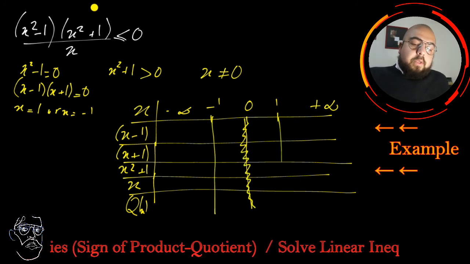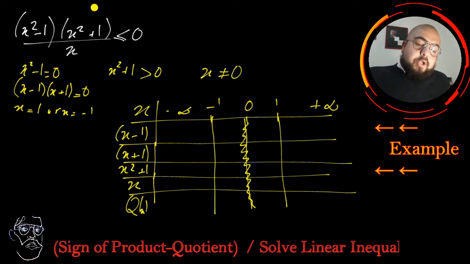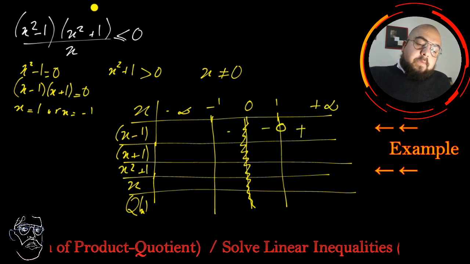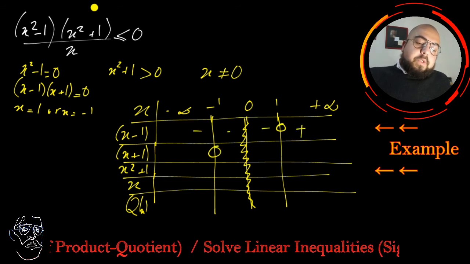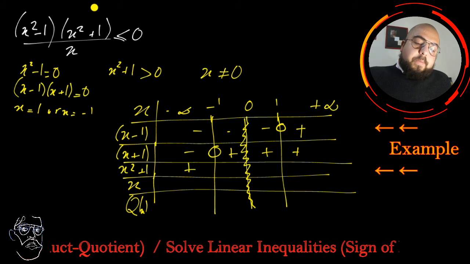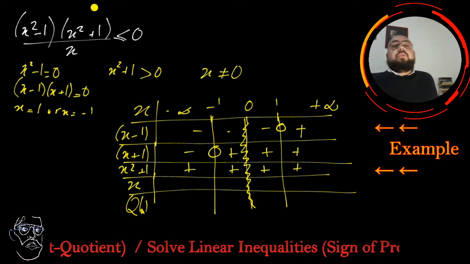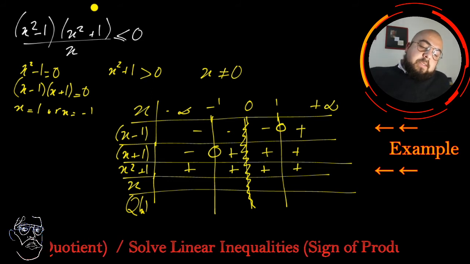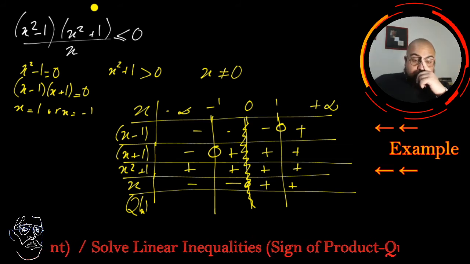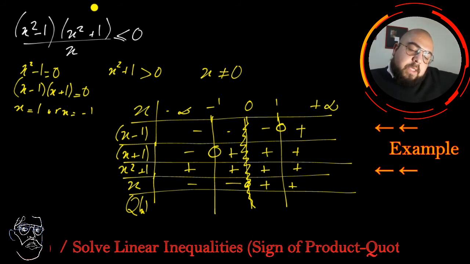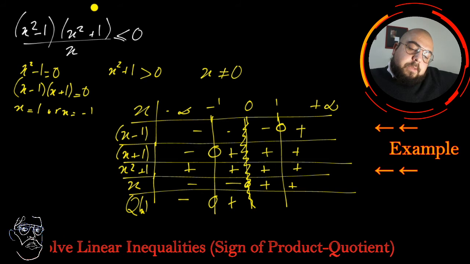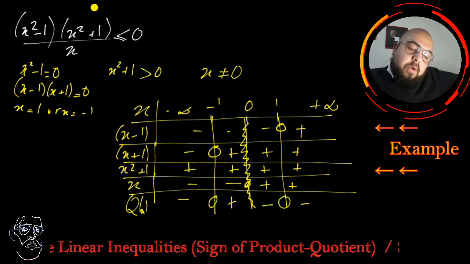What about minus 1 and 1? They are acceptable values. So x minus 1 will be equal to 0 for 1, plus negative, negative, negative. x plus 1 will be equal to 0 for minus 1, plus, plus, plus, negative. x squared plus 1 is always positive. It will not be even equal to 0. It's strictly positive. And x is 0 for 0. It's positive on the right side, negative on the left side. What about the quotient? It's negative times negative, plus, plus, negative. 0 plus shaded, negative, 0 plus.